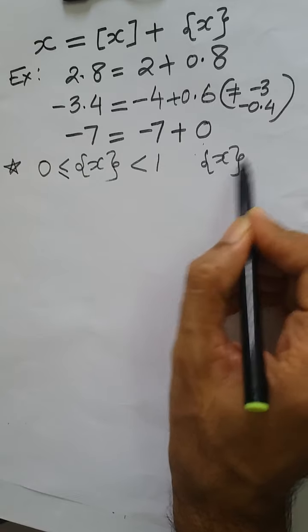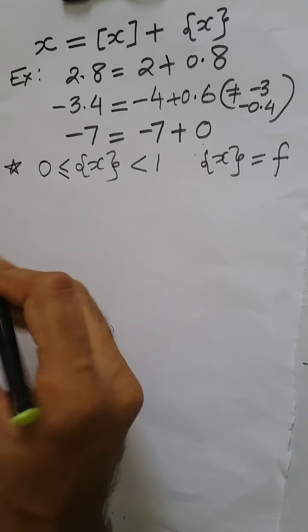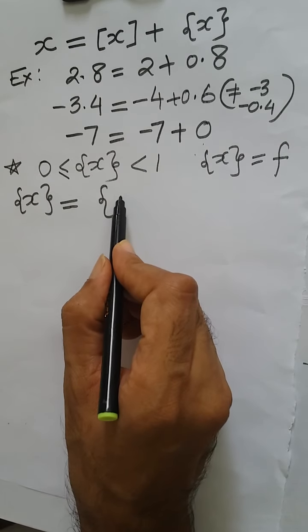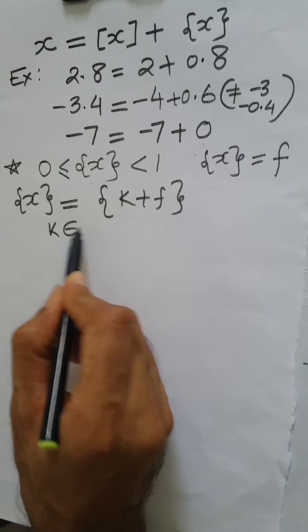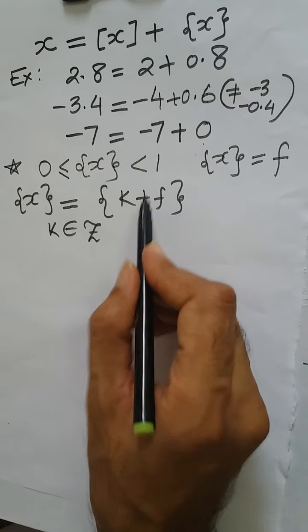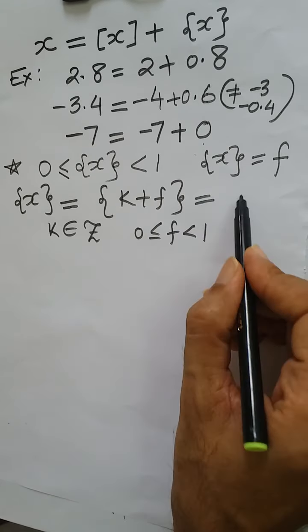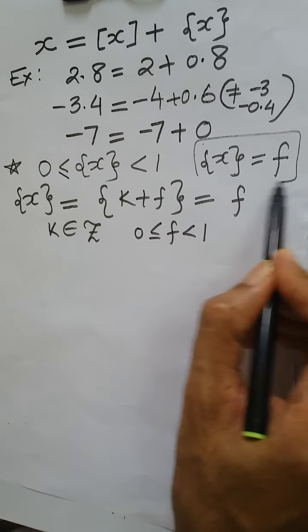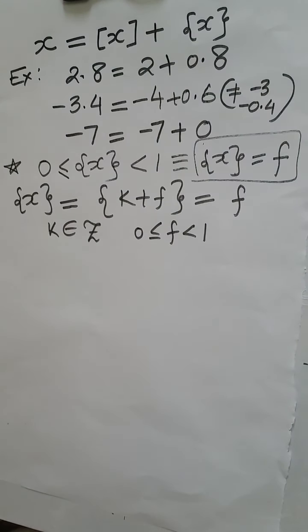Fractional part of x is also denoted by small f. Okay, what exactly is it? Basically, if x is expressed as some k plus f, where k is some integer and f is the fraction between 0 and 1, then this means this. So therefore fractional x is equal to f, where f is between 0 and 1. So that's how fractional x is defined.